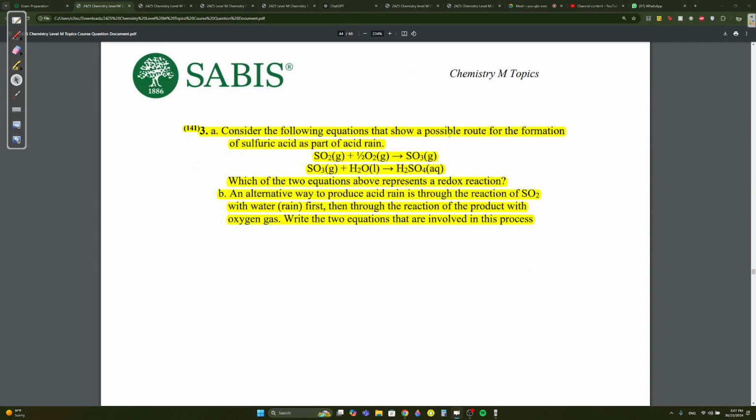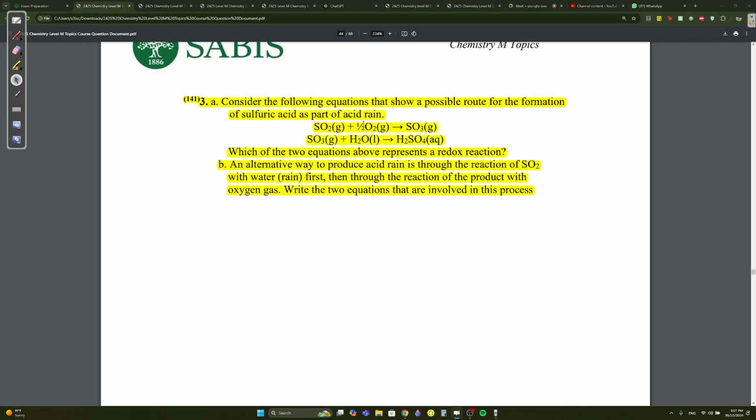Consider the following equations that show a possible route for the formation of sulfuric acid as part of acid rain. So, acid rain has sulfur dioxide in it, okay? Very, very important that you memorize this. Which of the two equations above represent a redox reaction? Previously, you were not required to know this, but now you need to know this.